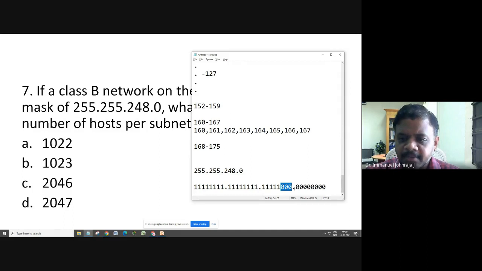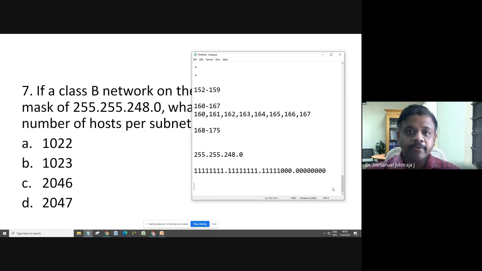So how many bits are with the host? 8 plus 3: 8, 9, 10, 11. So there are 11 bits with the host. So how can I find out the number of hosts per subnet? Simple, sir. It is 2 power 11 minus 2. If it is n, it is 2 power n minus 2. So 2 power 11 is 2048 minus 2, 2046. You got the answer? Yes, you got the answer in C. So this is going to be the answer for this question.